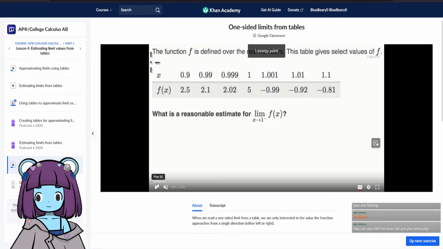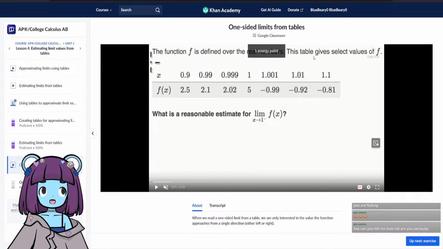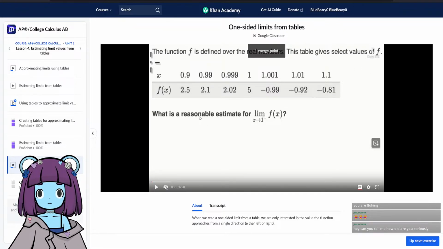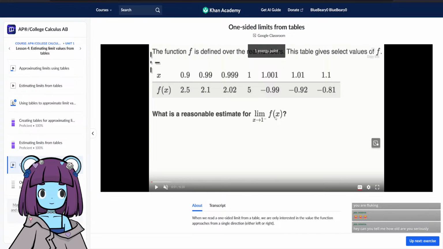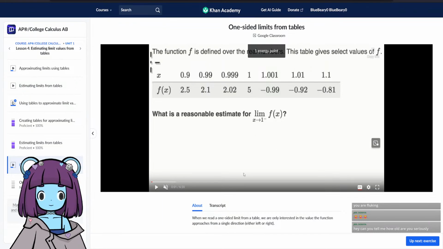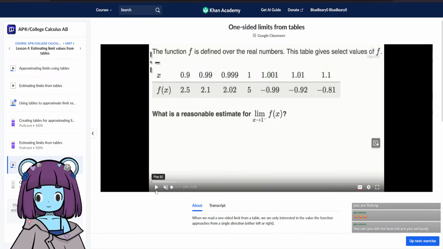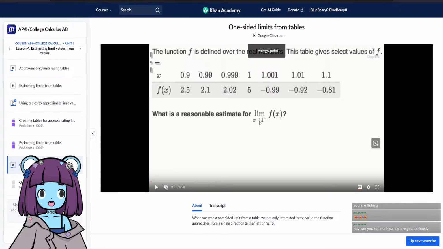The function f is defined over the real numbers. This table gives select values of f. What is a reasonable estimate for the limit of f of x as x approaches -1? Oh, no, not -1. 1 from the left side. So this little symbol indicates that x approaches 1 from the left side.